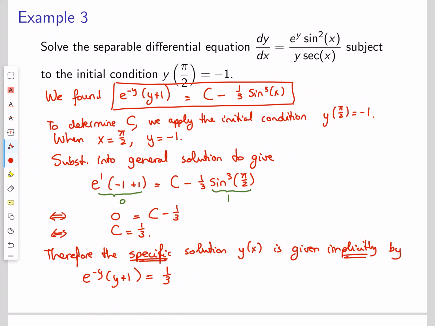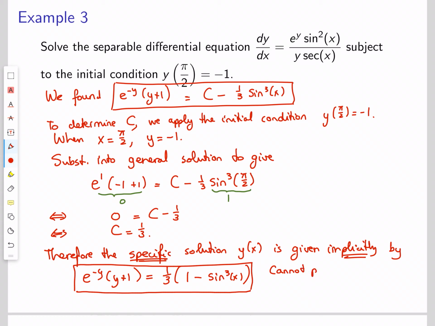And I can actually, if you look in the box at the top of the page, we've got a 1/3 for the C, and then there's a 1/3 sine cubed x, so I can factor out a 1/3, and I'm left with a 1 minus sine cubed of x, just like that. All right, so there is my specific solution. This is a little bit unsatisfying because we cannot plot this solution or this function.